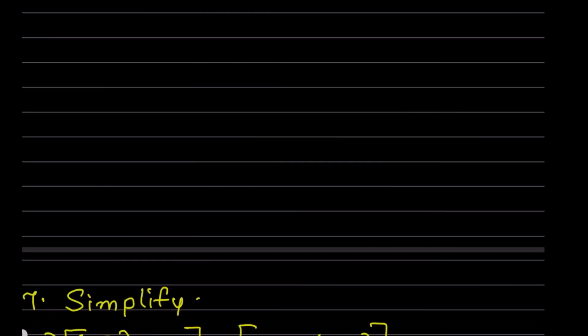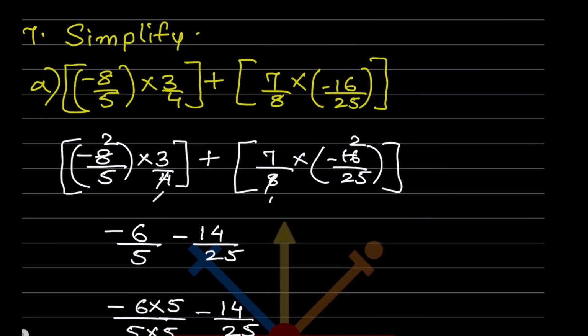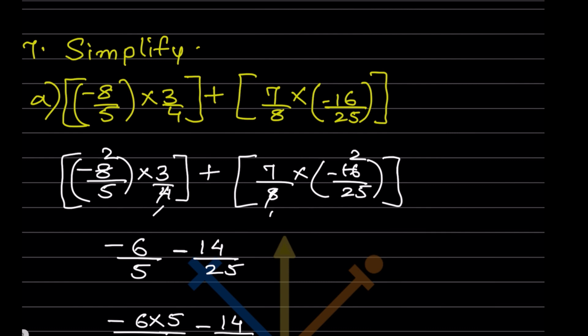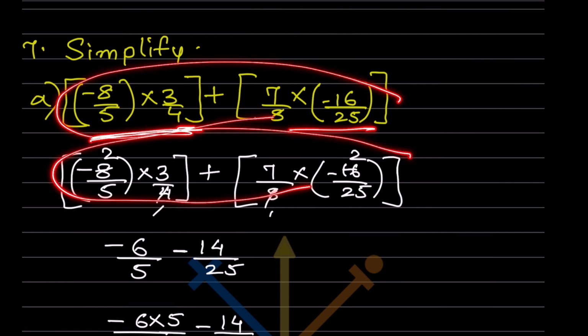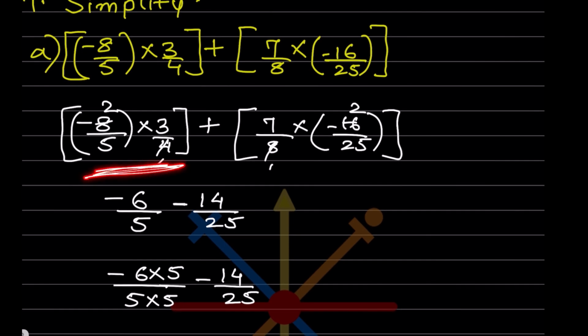So now let us go for the next one. We have to simplify this one. Let us take this separately. First let us write this thing, I have written the same over here. First, let me separate this one. We have to simplify this one and then this one. So now what I can do, 4 ones are 4, 4 twos are 8. So this is going to be minus 6 over 5.